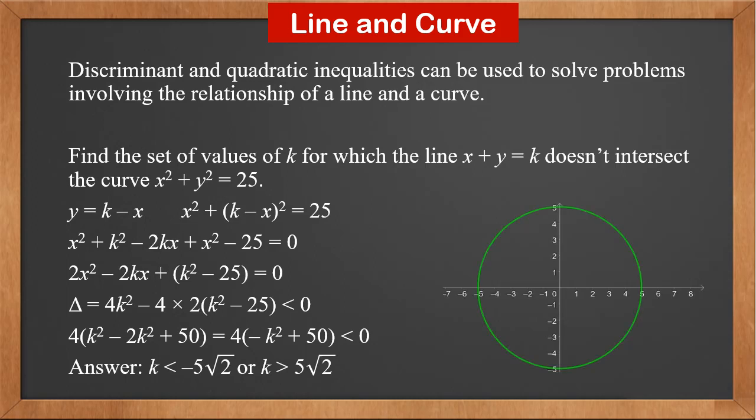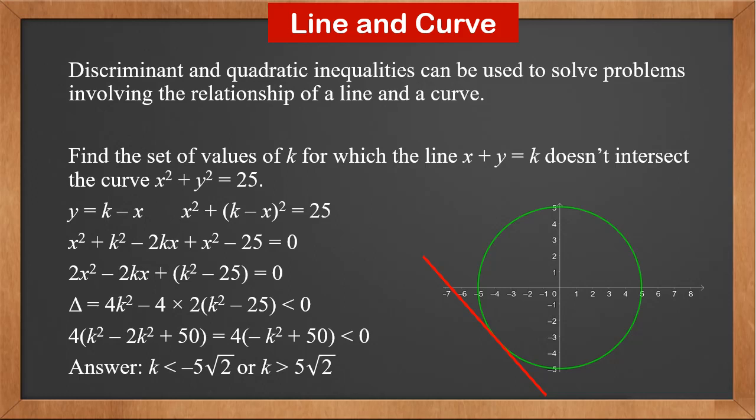Let's look at the graph. We know the curve is a circle. The line is like this. Depending on the different value of k, the line moves in parallel. When k is less than minus 5 root 2, it's away from the circle. This is when delta is negative. As k increases, it gets closer to the circle, until k is minus 5 root 2, when it becomes a tangent of the circle. This is when delta is 0.